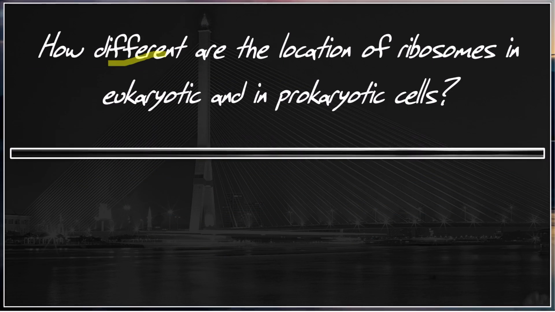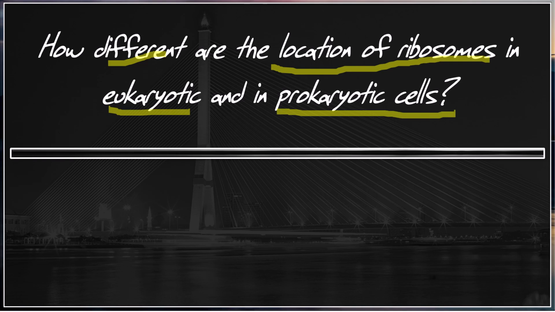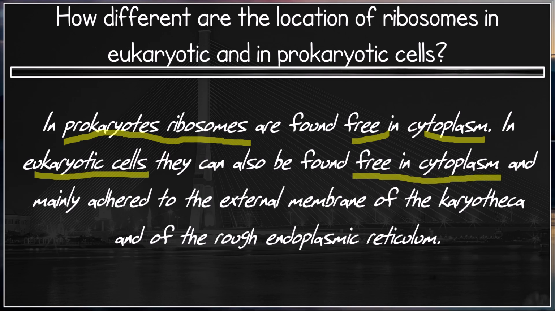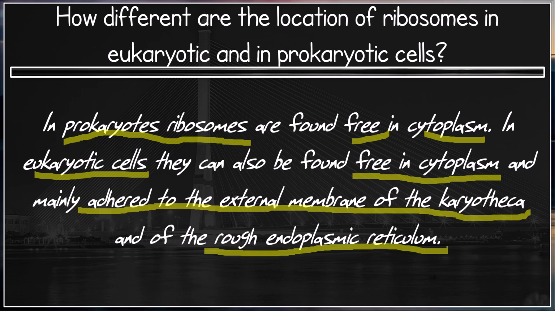How different are the locations of ribosomes in eukaryotic and in prokaryotic cells? In prokaryotic cells, ribosomes are found free in the cytoplasm. In eukaryotic cells, they can be found free in the cytoplasm and mainly adhered to the external membrane of the carytheca and of the endoplasmic reticulum, the rough endoplasmic reticulum.